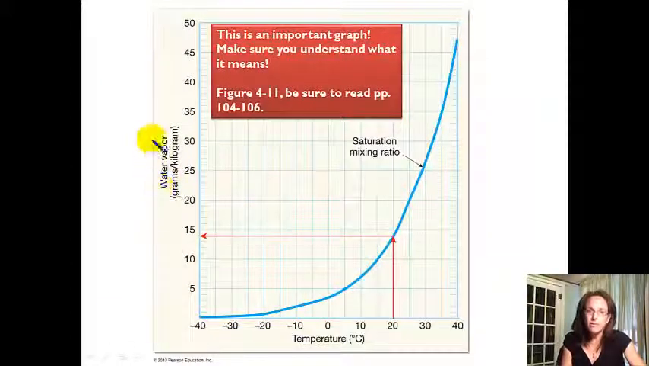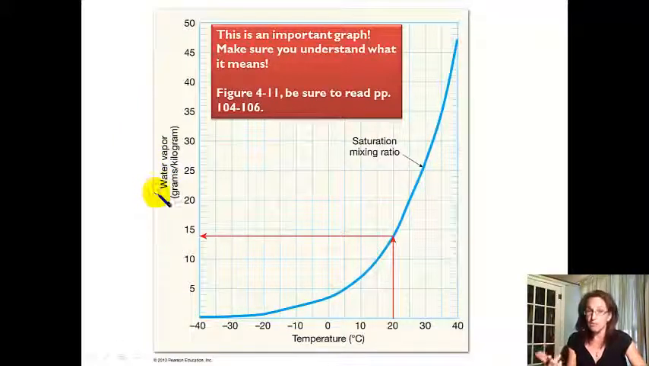So we can plot this, and remember, we can express the amount of water vapor present as vapor pressure, mixing ratio, or absolute humidity.